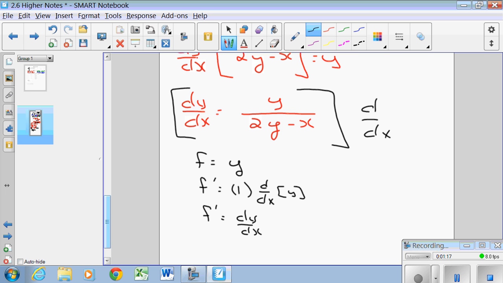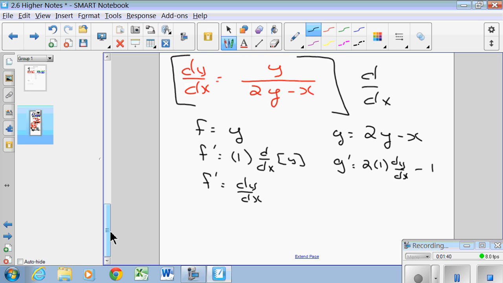Our denominator, our g term, is 2y minus x. So the derivative of 2y minus x is going to be 2 times the derivative of y, which is 1, and then the chain rule says we have dy/dx. And then by the sum and difference rule, the derivative of x is 1. So if we clean that up just a little bit, g prime is 2 dy/dx minus 1.